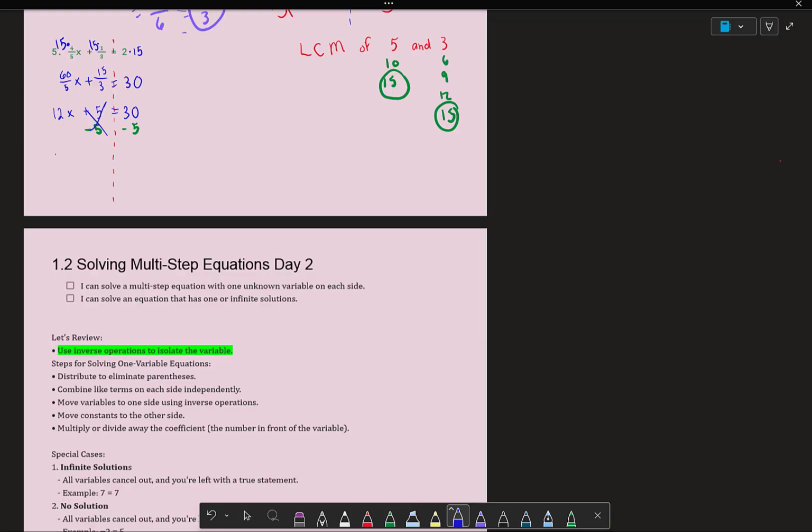Our last step is we're going to undo this multiplication that's happening right here with division. So we're going to divide both sides by 12. And what do you know? We get the same answer with this method than we did with the other method, 25 over 12.